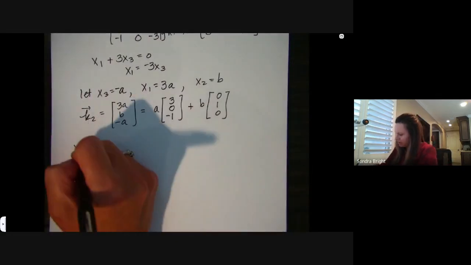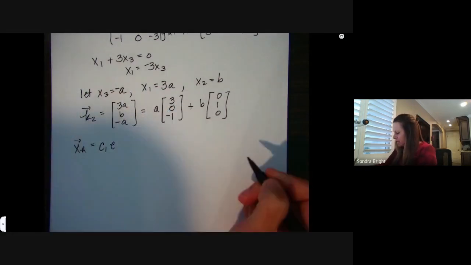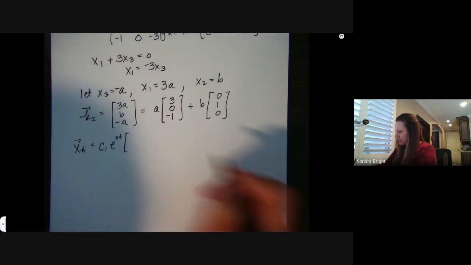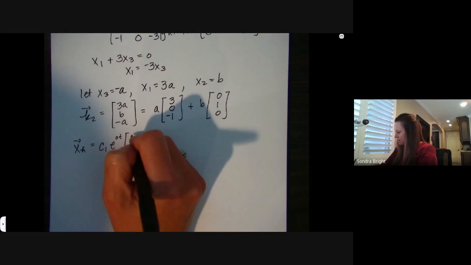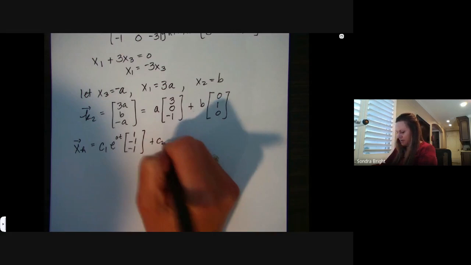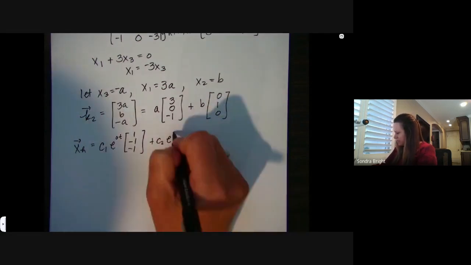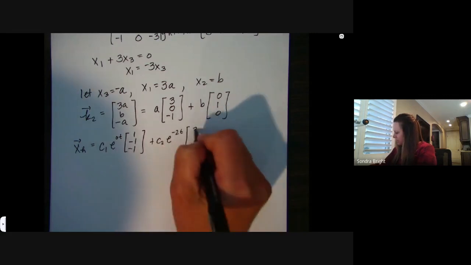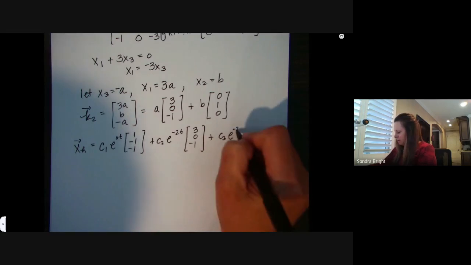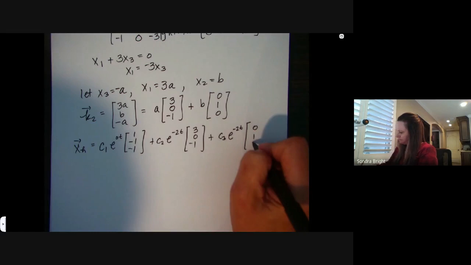Your homogeneous solution is C1 e to the 0t, since it was an eigenvalue of 0, times its eigenvector of 1, negative 1, negative 1, plus C2 times e to the negative 2t times the first guy, 3, 0, negative 1, and then plus C3 e to the negative 2t times 0, 1, 0. Here's your answer.